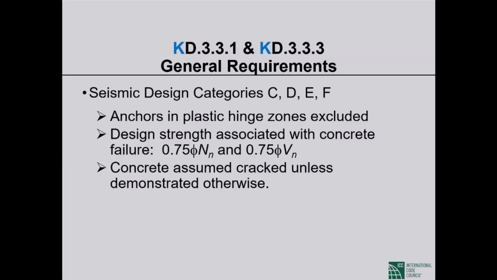You don't have E or F in Bangladesh, so don't worry about it. In your case, it is C or D. Okay? So if you have an anchor that is part of a structure assigned to seismic design category C or D, the design strength of the anchor is reduced. The nominal strength of the anchor is reduced not only by a phi factor, by an additional factor of 0.75, just because the anchors are subject to seismic forces.